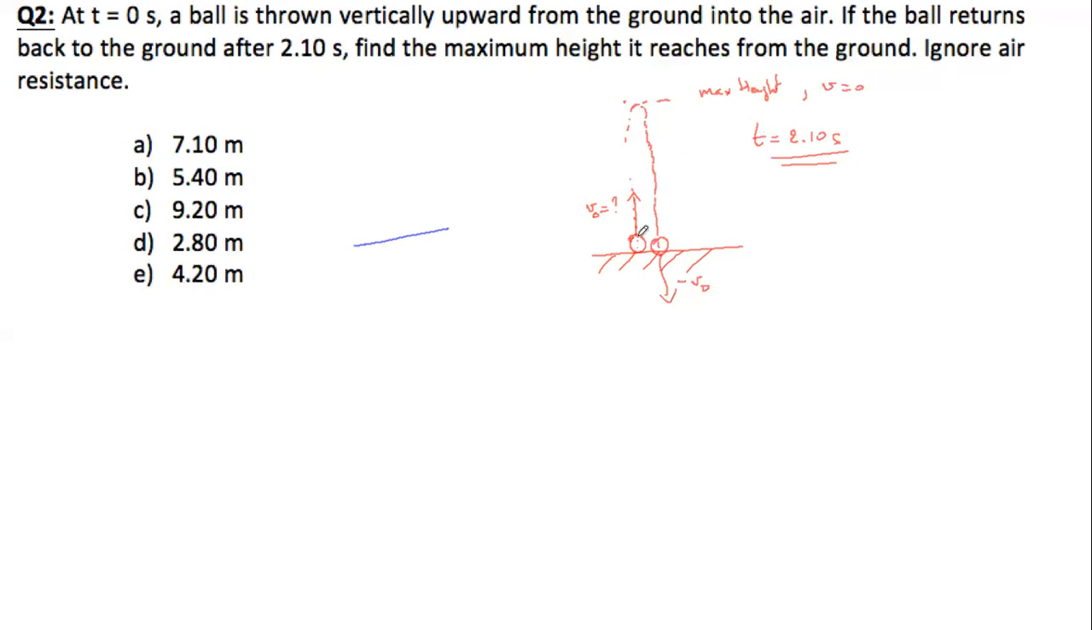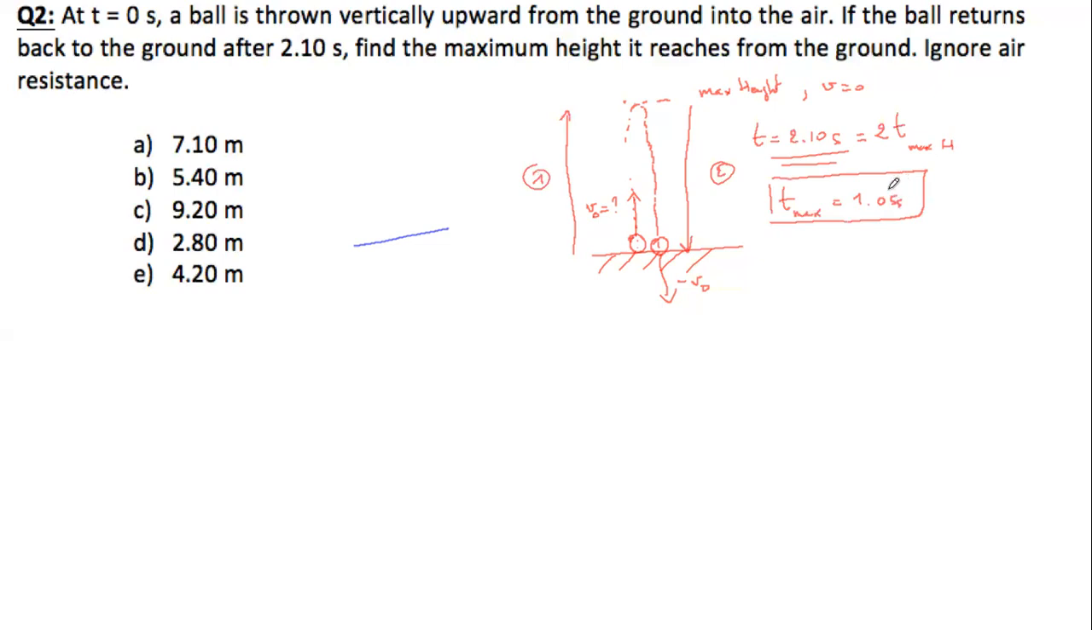Now, if you remember, the ascent time is equal to the descent time. So the total time is 2 times the time to reach the maximum height. Why? Because the ascending phase has the same time of travel as the descending phase. We already discussed this in class. So what is the time for maximum height? It will be 1.05, basically 2.10 divided by 2.